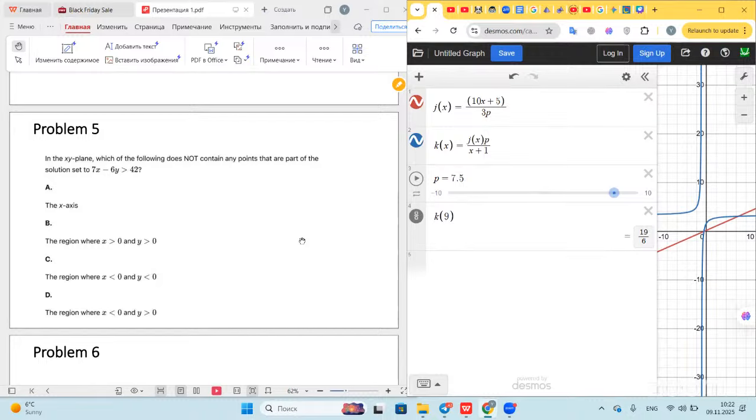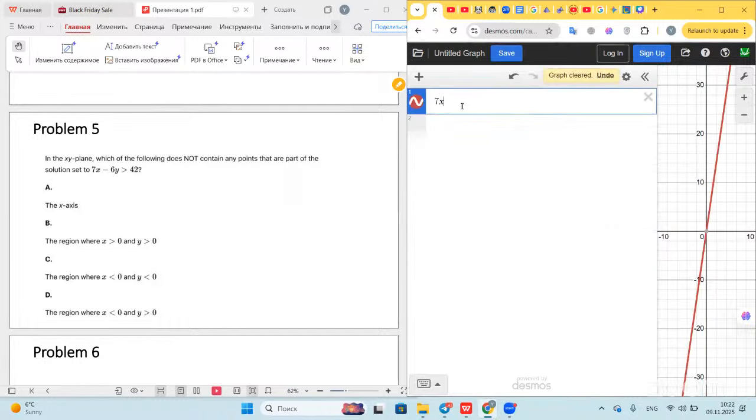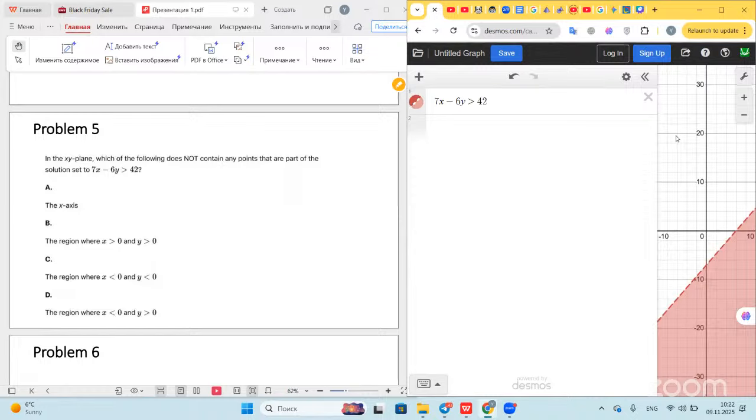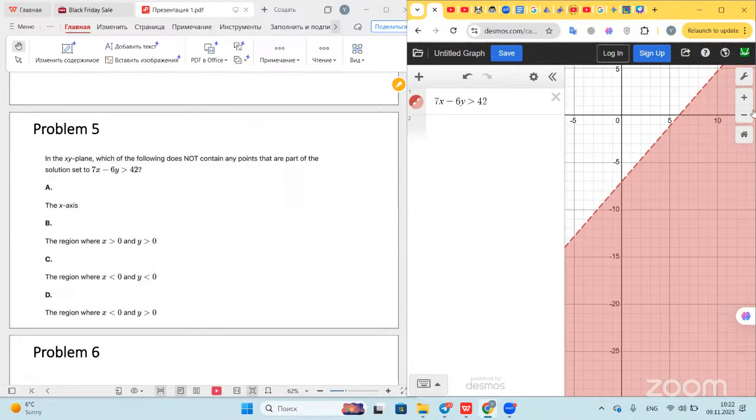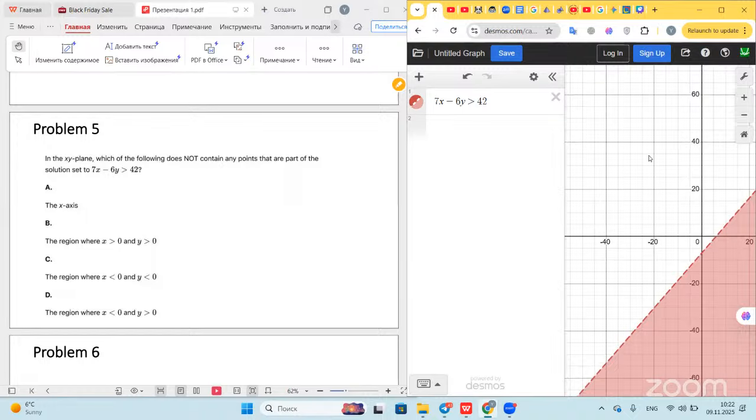In the xy plane, which of the following does not contain any points that are part of the solution to this set? Okay, guys, we will draw it. 7x minus 6y greater than or equal to 42. If you draw it, you will see those points. But here it is obviously visible that the second quadrant does not contain any points. It corresponds to x negative values, y positive values. So the correct answer then will be D. Yeah, it's one of the easiest questions.